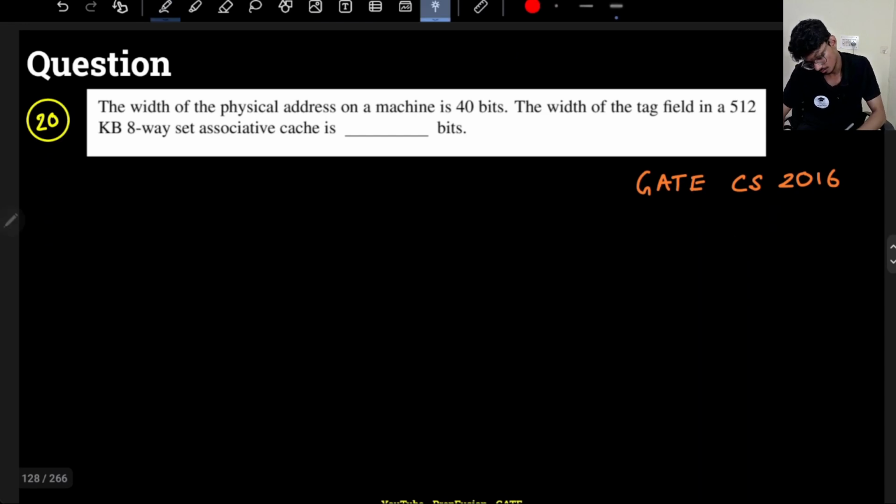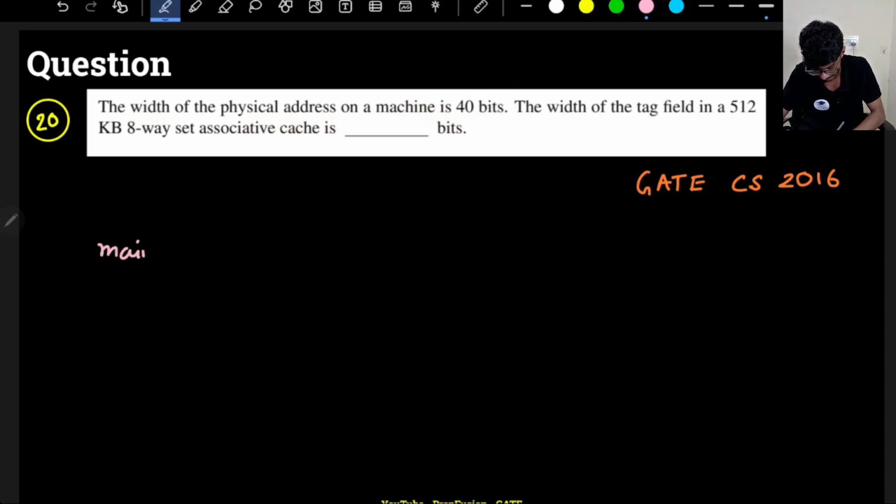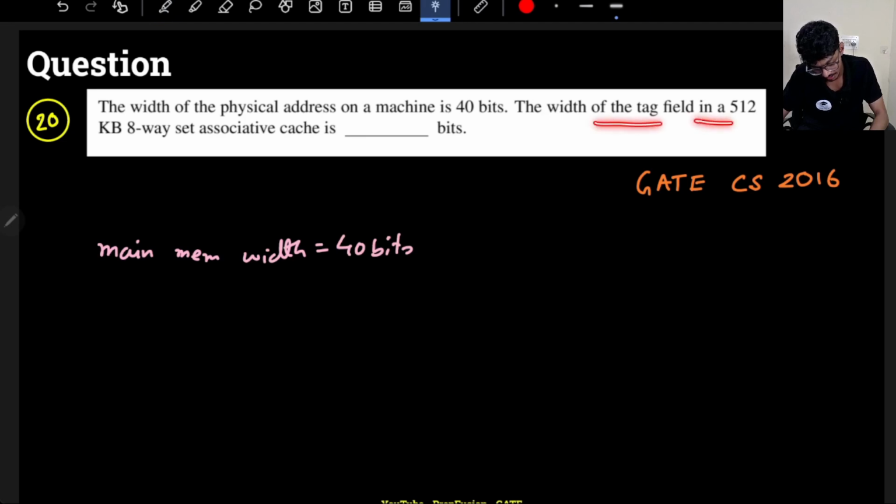Here we have: the width of the physical address on a machine is 40 bits. So the main memory width is 40 bits. The width of the tag field in a 512 kilobyte 8-way set associative cache will be what? There is a shortcut actually. I will tell you the shortcut.